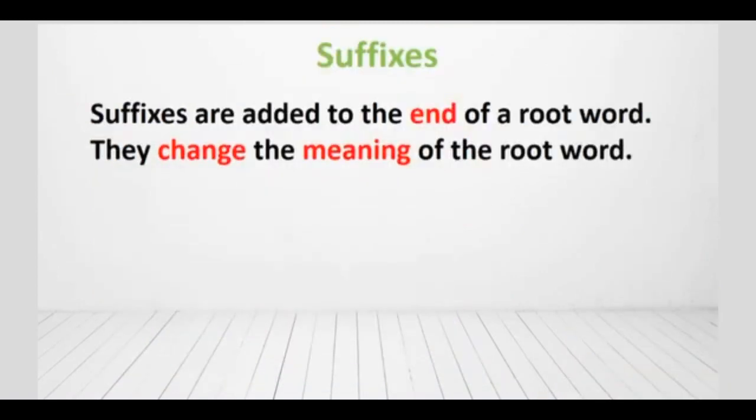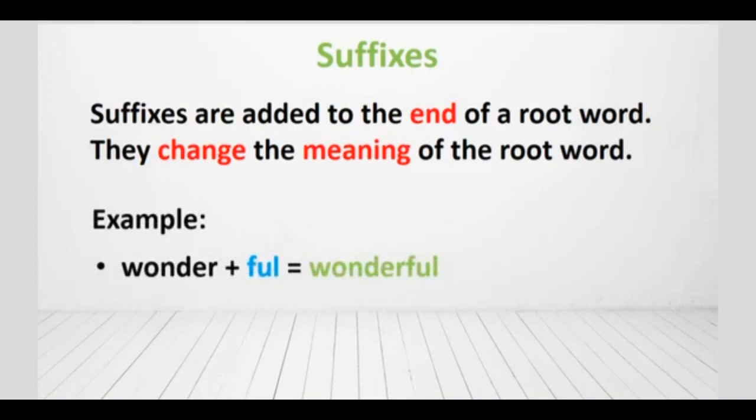Now, the second type of affixes is called suffixes. What does a suffix mean? Suffixes are added to the end of a root word. They change the meaning of the root word. And of course, sometimes they change the grammatical category of the word. Example, wonder plus ful equals wonderful. Rest plus less equals restless. Okay?